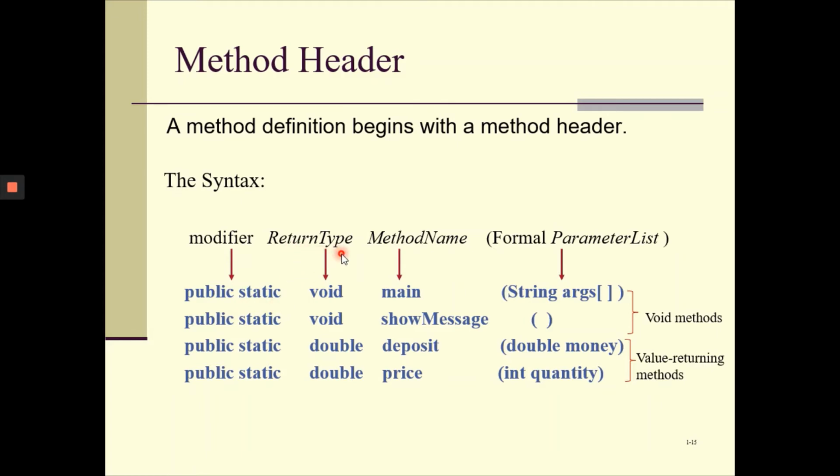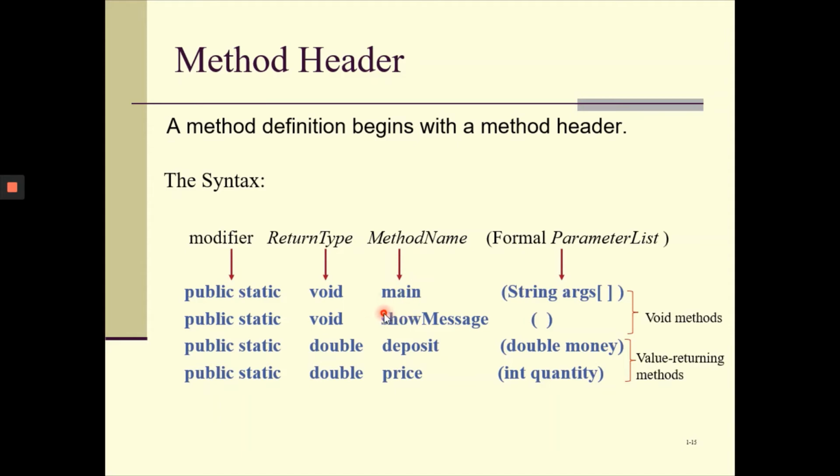The return type, as I said earlier, we have two types of method. If your method is a non-returning value, it doesn't return any value, then you have to use the word void. If your method is returning some value, you have to put the data type of the value that the method is returning. Meaning if you see here double, your method is going to return a double value to the caller. Okay. Next one is your method name.